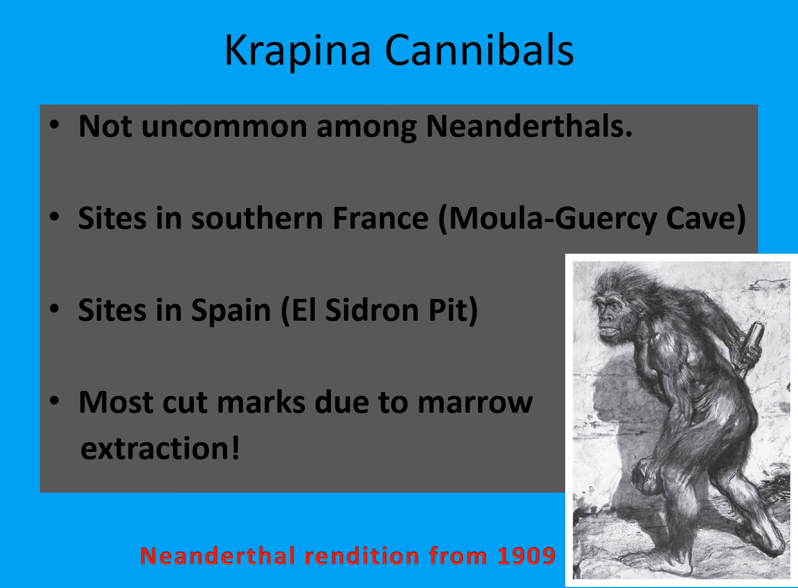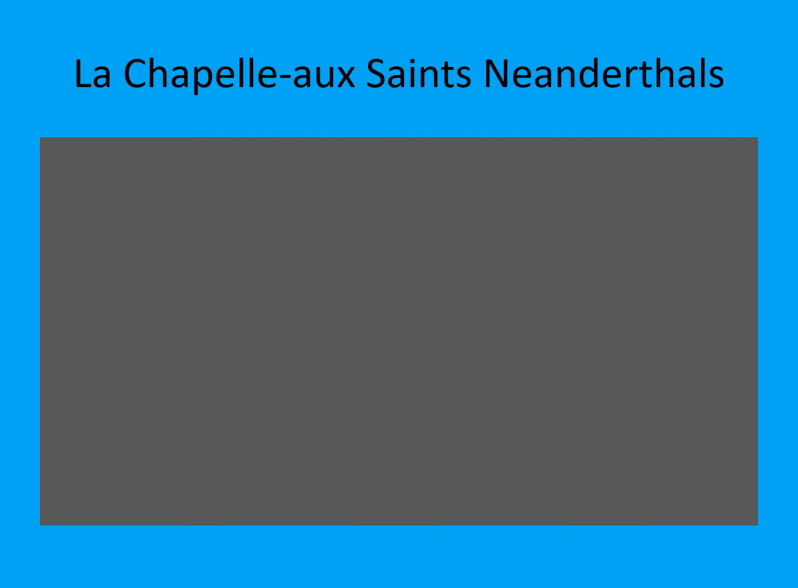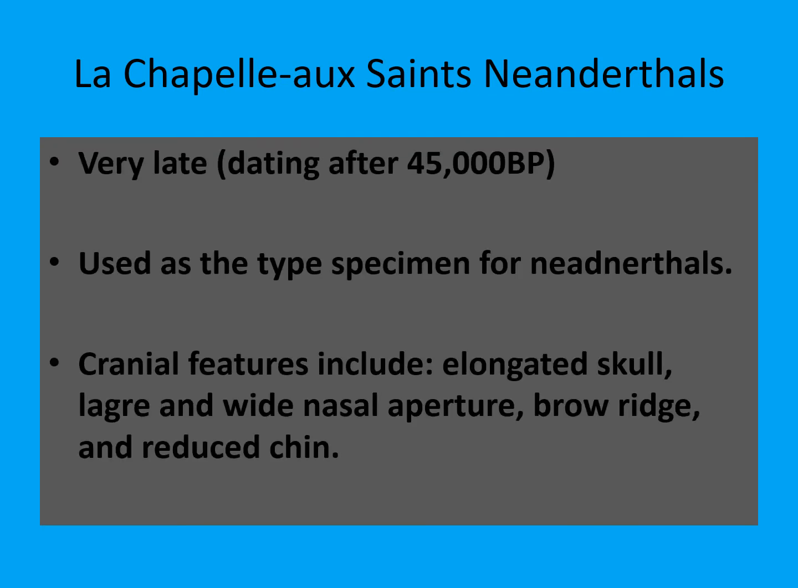We have sites in southern France, like the Moulin-Gercy cave site, where we've seen evidence of cannibalism. The El Cedrone pit in Spain, we've seen evidence, and most cut marks are due to marrow extraction. Essentially what they're doing is trying to crack the bones open to get at the bone marrow. And in the picture here, you can see a fanciful rendition of Neanderthals from 1909, because when they were originally found, they weren't even thought to be human. They were thought to be either an entirely separate species or a diseased form of humans.